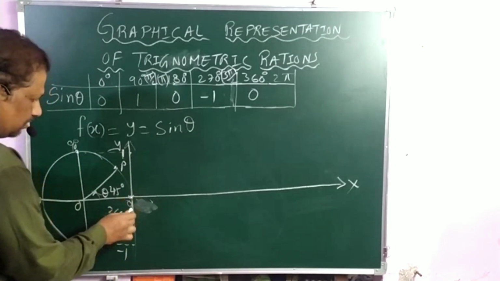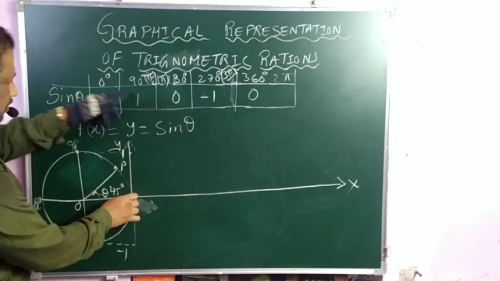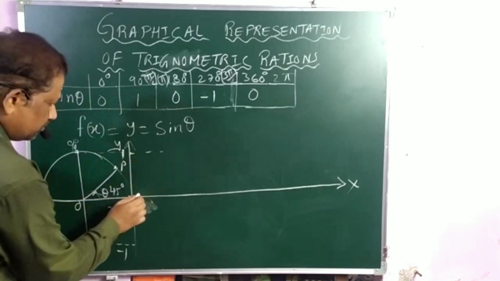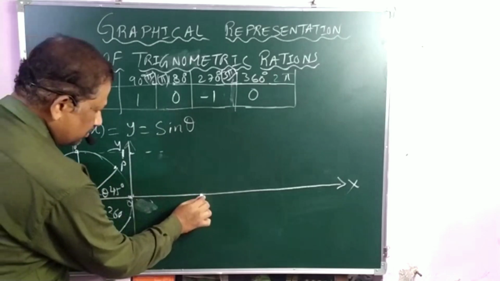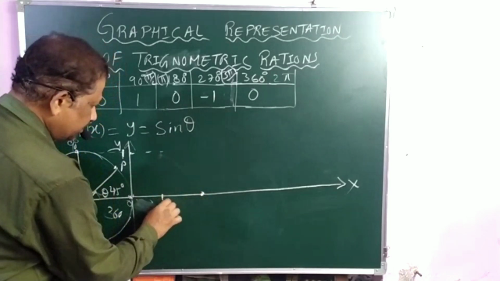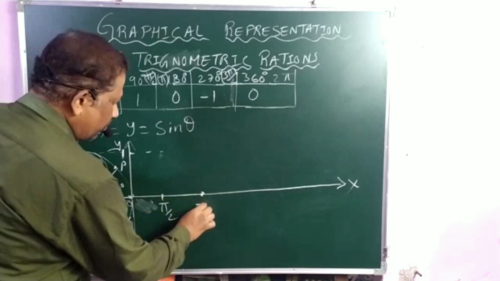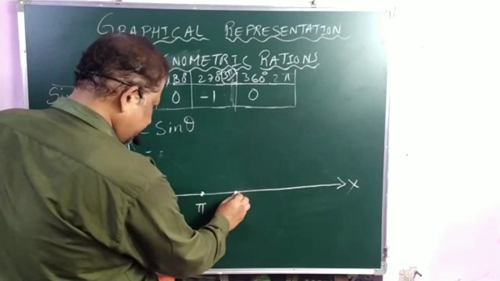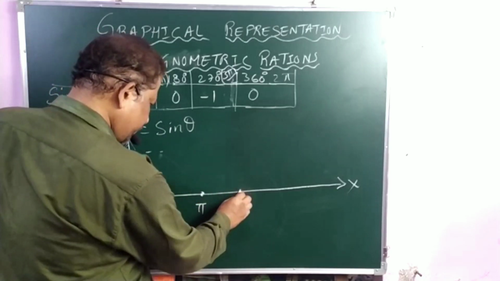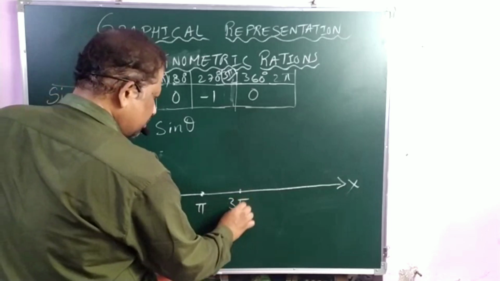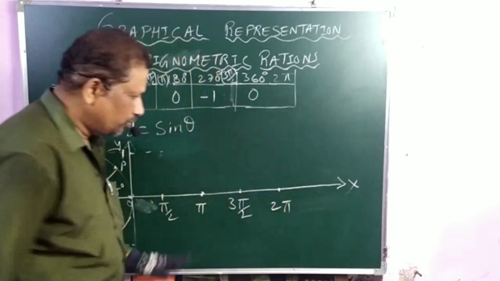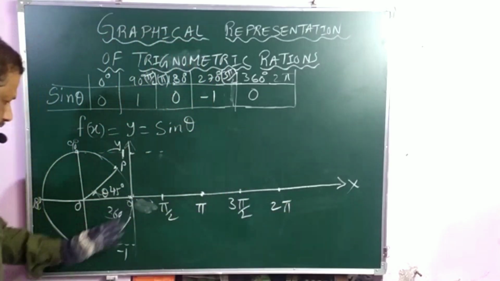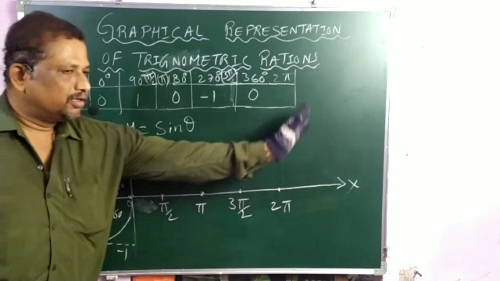So sine 0 is 0. Sine 90, somewhere here it comes, 90 degrees like this. It is 180 degrees. On the x axis we have to take the angle. This is 270, 3 pi by 2. This is 2 pi. So one complete rotation we will represent on the graph.